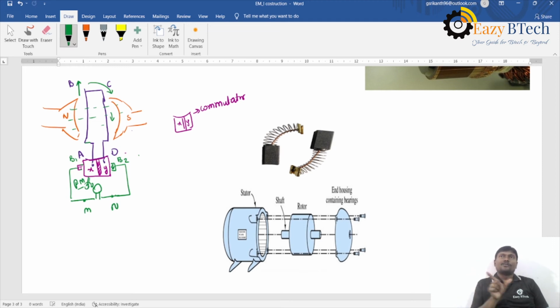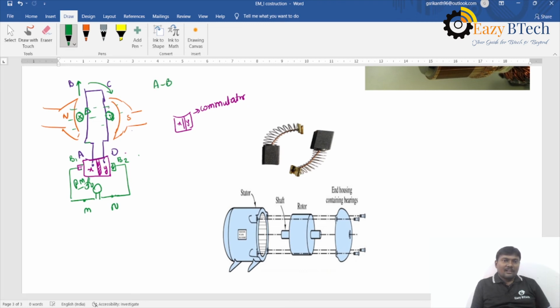The thumb indicates the motion of the conductor, the forefinger represents the direction of the magnetic field, and the middle finger represents the direction of the induced EMF. So it will be into the page here, and a dot here. The tangential force is downwards, the flux lines come from north pole to south pole in this direction, and the middle finger shows the direction of the induced EMF is outward.